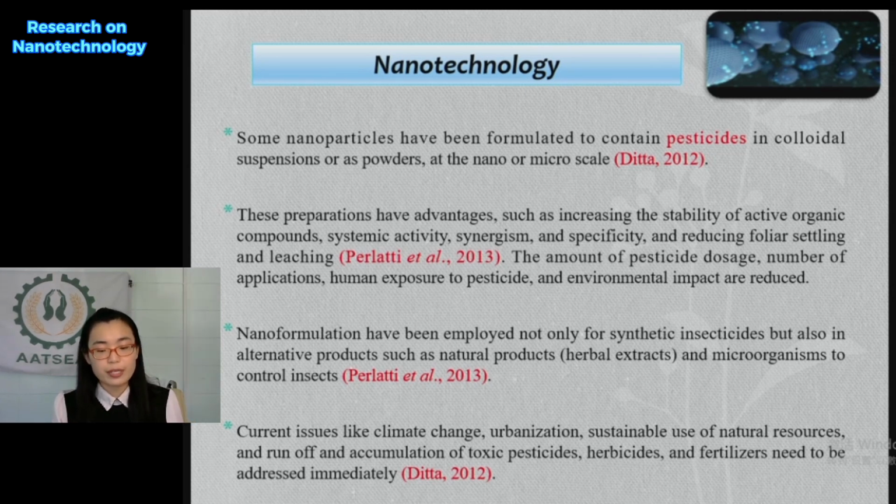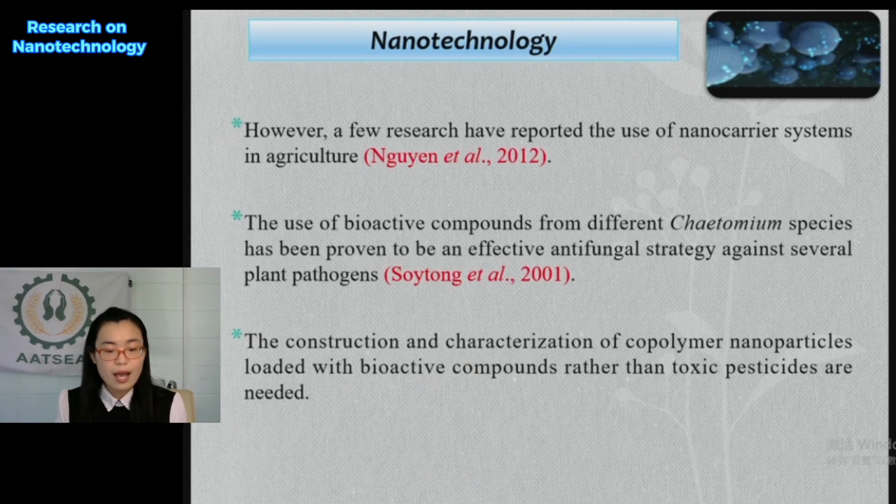So nanoformulations have been employed not only for synthetic insecticides, but also in alternative products such as natural products like herbal extracts and also microorganisms to control insects. Current issues like climate change, urbanization, sustainable use of natural resources, and runoff and accumulation of toxic pesticides, herbicides, and fertilizers need to be addressed immediately. However, few studies have reported the use of nanocarrier systems in agriculture.